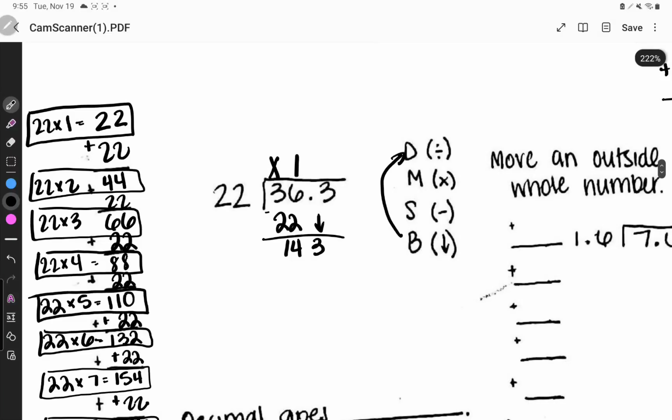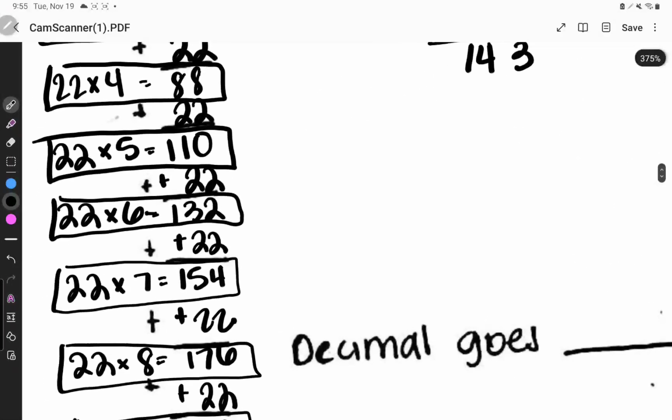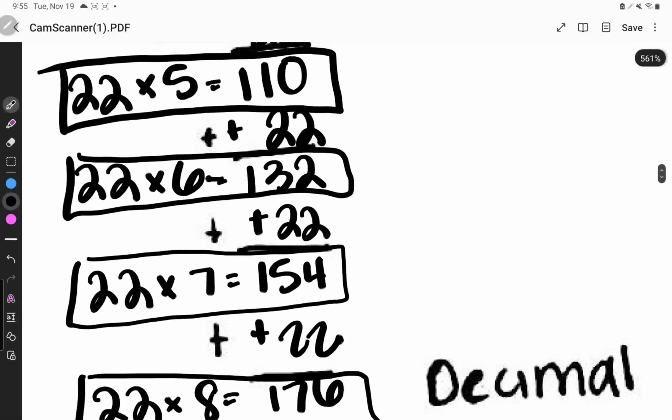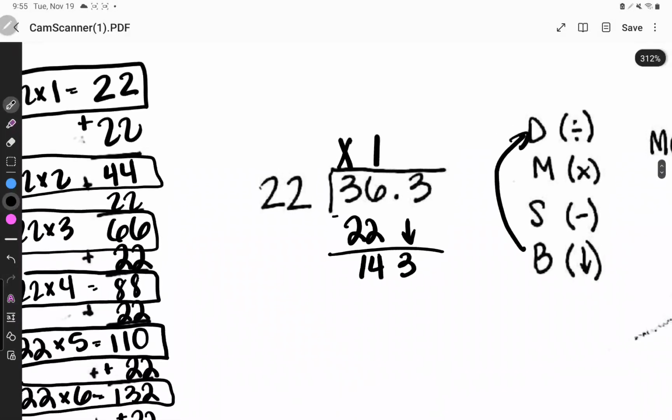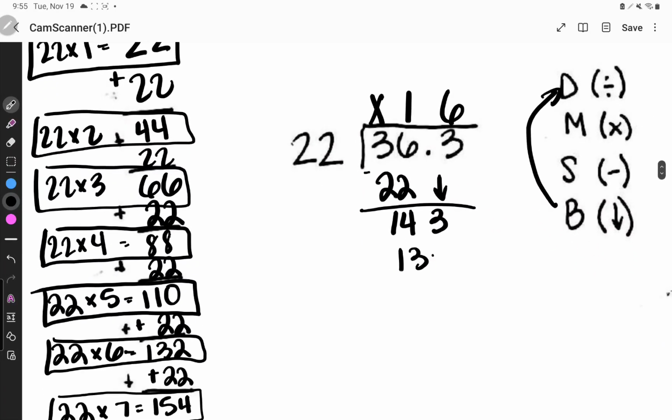Now I'm trying to see how many times 22 is going to go into 143. So I come over here and I look at my facts. 154 is too big. So I go with 22 times 6, which gives me 132. So I put a 6 above this number right here. And 6 times 22 was 132. So I subtract, and that gives me 11.